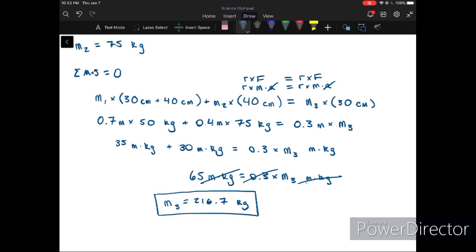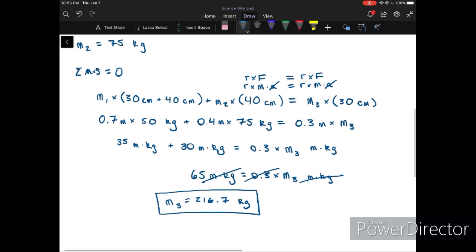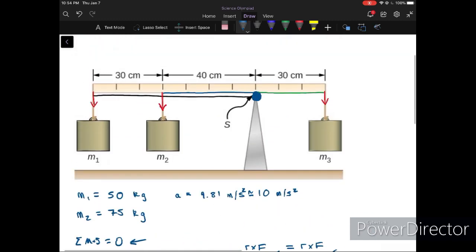And so we're able to solve for the value of the mass of M3 just using the sum of the moments. And so from the get-go, just being able to assume that there's no rotation occurring because the sum of the moments is equal to 0, we're able to set up this equation, we're able to set the positive and negative rotation equal to one another, and we're able to solve for the full value of the mass for M3.